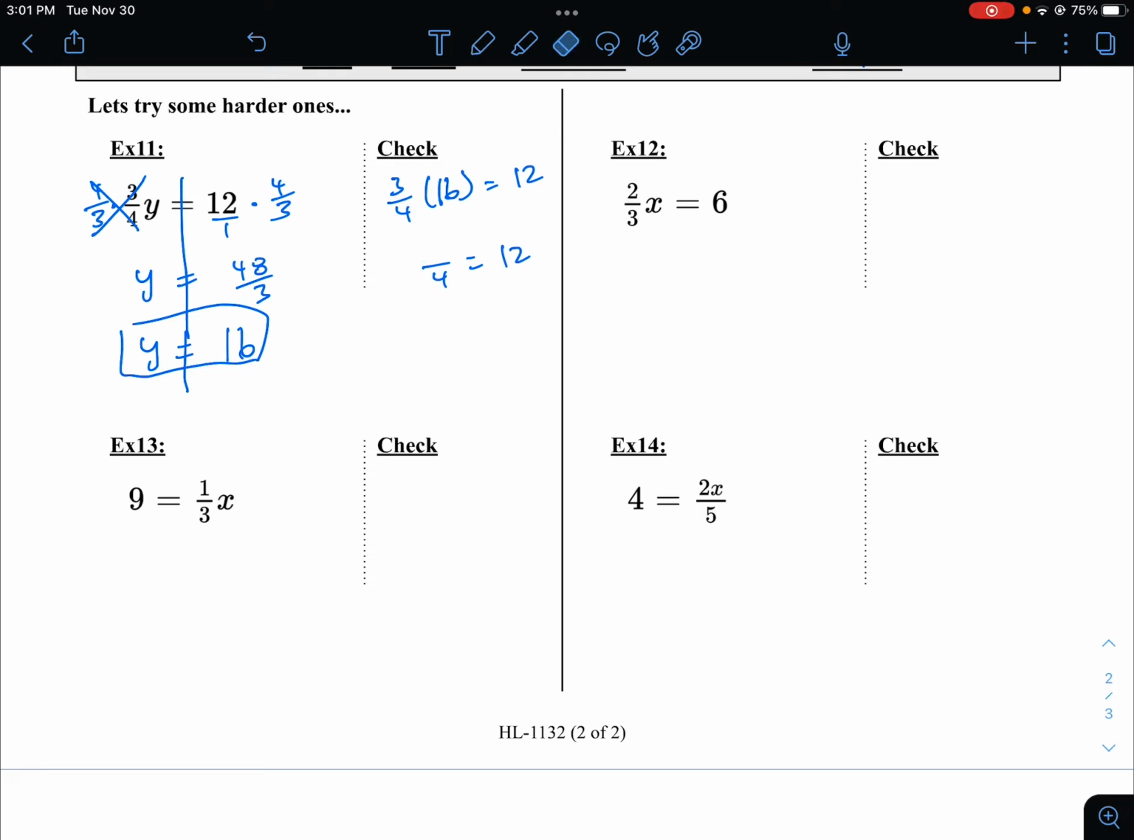It's 48 over 4. I mean, it's 48 over 4. Does 48 divided by 4 equal 12? It does. That checks out. Let's try number 12.